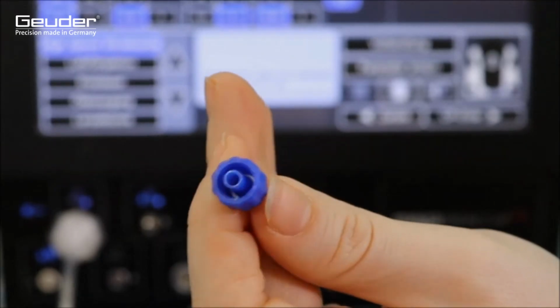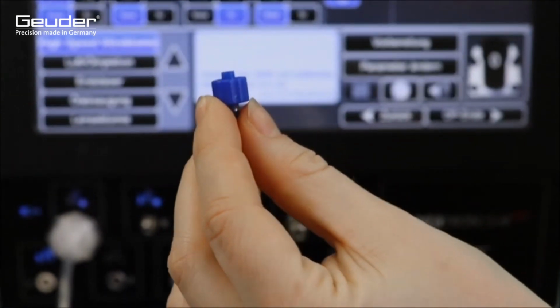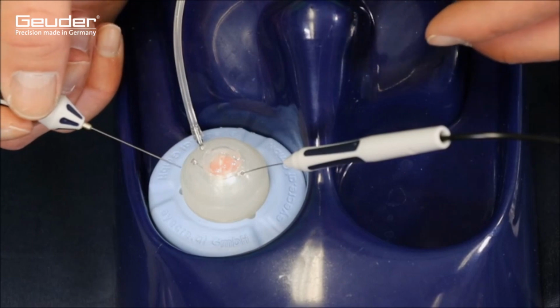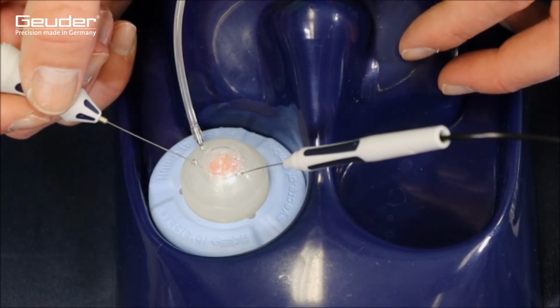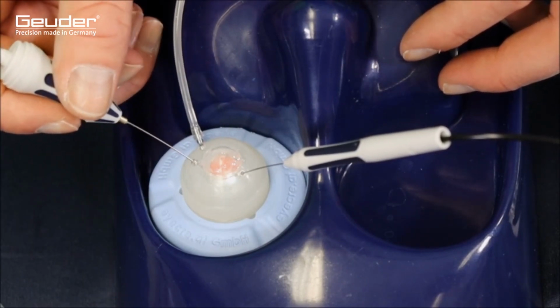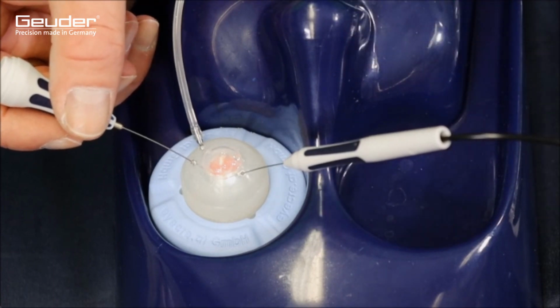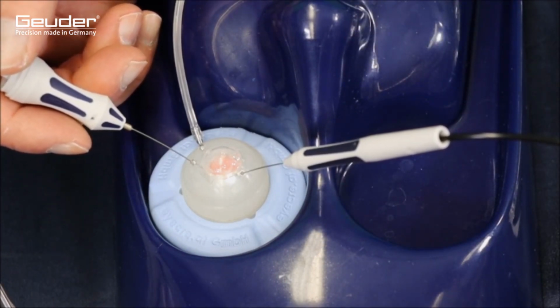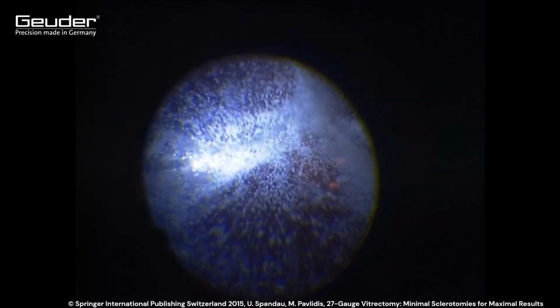Connection socket 2 is similarly illuminated to support socket 1 as soon as the corresponding surgical step has been selected. After successful connection, the vitrector is ready for use and can be introduced into the eye via the previously unoccupied trocar port after the function test has been carried out.